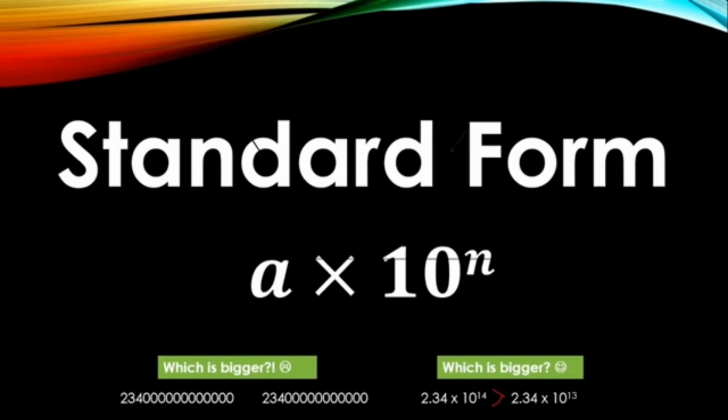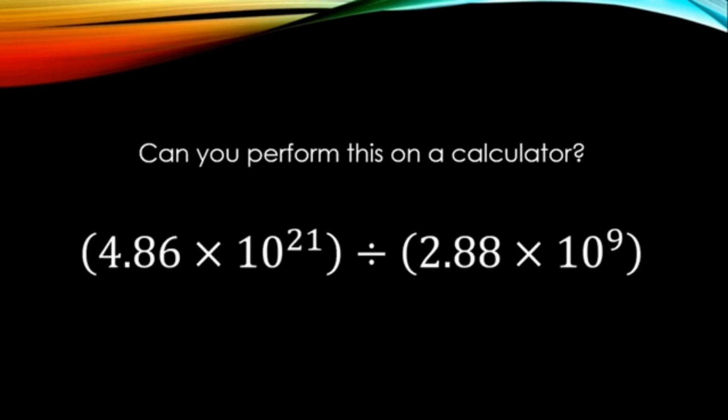Can you perform this calculation on a calculator? 4.86 times 10 to the power 21 divided by 2.88 times 10 to the power 9. You can pause the video here. Whilst you do your calculations, I would highly advise you keep your calculator closed only for this kind of problems, and please share your answer in the comments below.